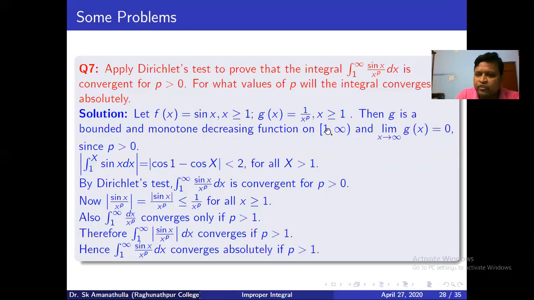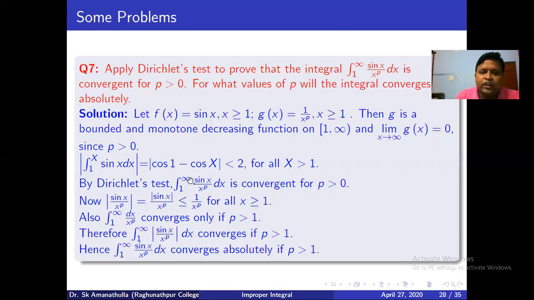is monotonic decreasing on [1, infinity), and also it is bounded on that interval, and also the limit as x tends to infinity of g(x) equals the limit as x tends to infinity of 1 by x to the power p, which equals 0 as p greater than 0. Now we have the modulus of the integral from 1 to X of sin x dx, which is less than or equal to 2 for all X greater than 1. So all the conditions of Dirichlet's test are satisfied by the functions f(x) and phi(x).